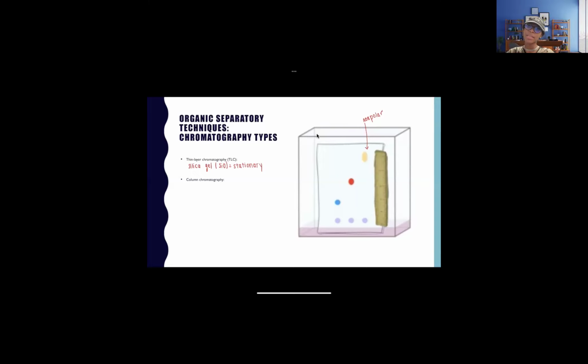But if you have the reverse case, where you have a bunch of polar molecules and you want to separate out the nonpolar molecule, that's when you would use reverse chromatography. So it's all going to be dependent on what you want to move away from one another. That's how you should approach it.